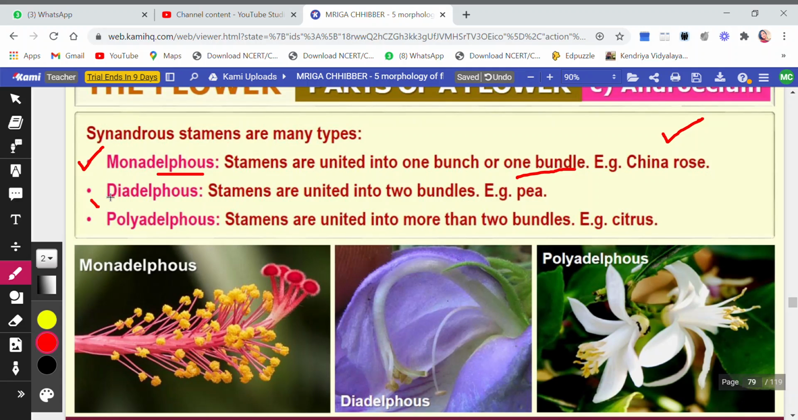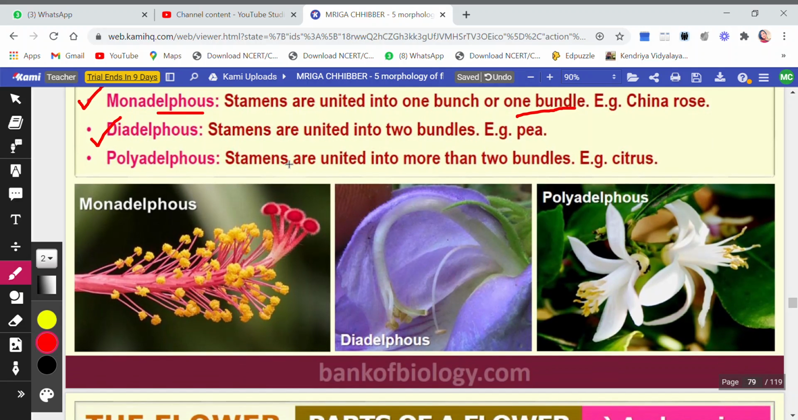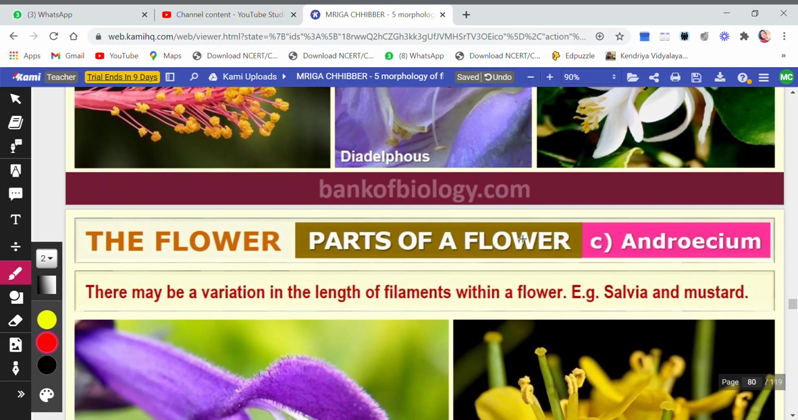Then comes the diadelphous condition. Here the stamens are united into two bundles. You can see this is one and this is the second one. So there are two bundles, hence it is the diadelphous condition. Example is pea. Then polyadelphous, that is, stamens are united into more than two bundles. So there are many bundles. Such a condition is called polyadelphous. More than two is polyadelphous. Example is citrus.